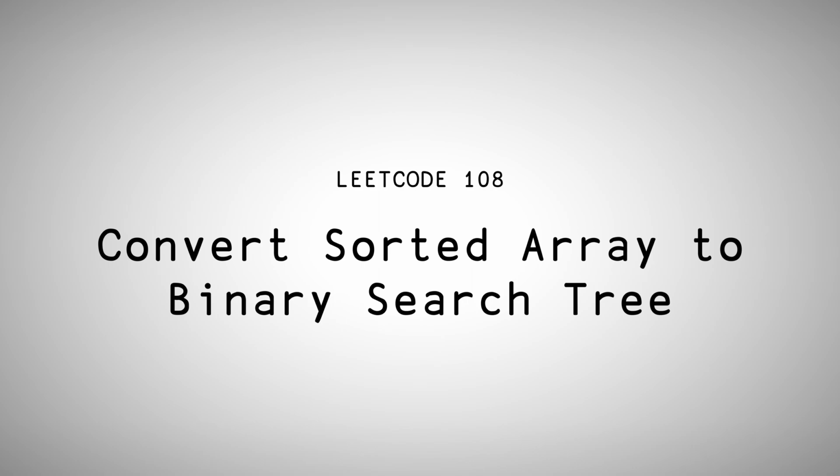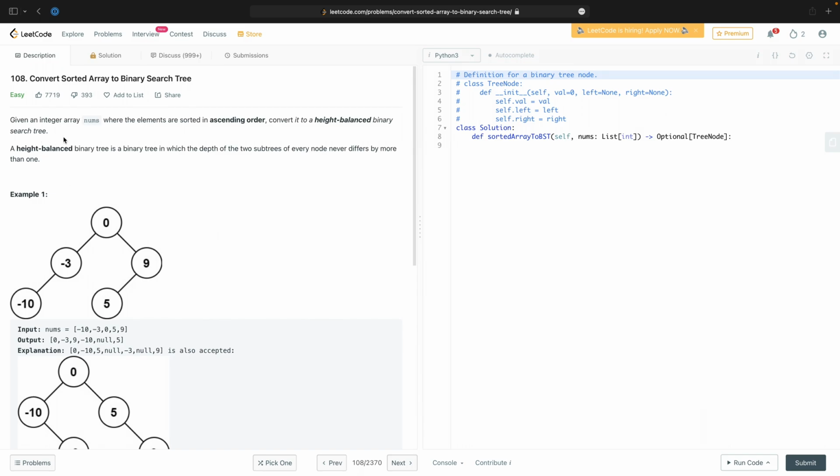Today we are doing the convert sorted array to binary search tree problem. That's number 108. So, given an integer array nums, where the elements are sorted in ascending order, convert it to a height-balanced binary search tree. A height-balanced binary search tree is a binary tree in which the depth of the two subtrees of every node never differs by more than 1.